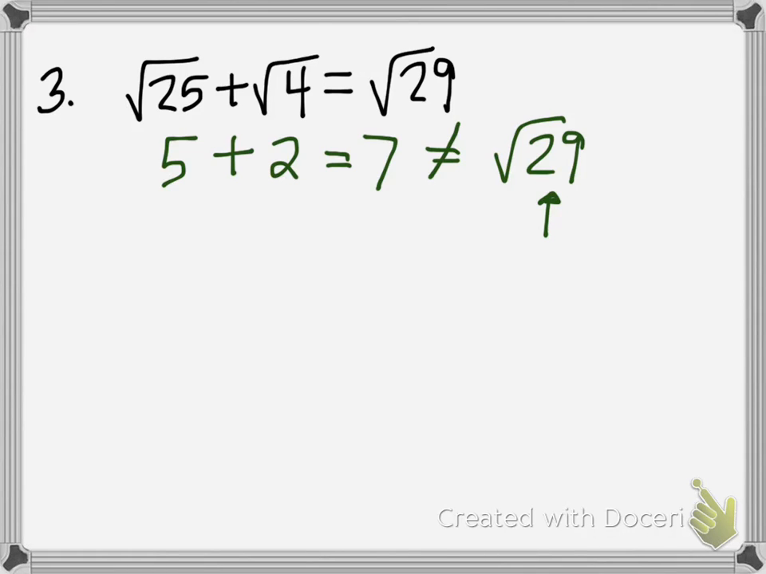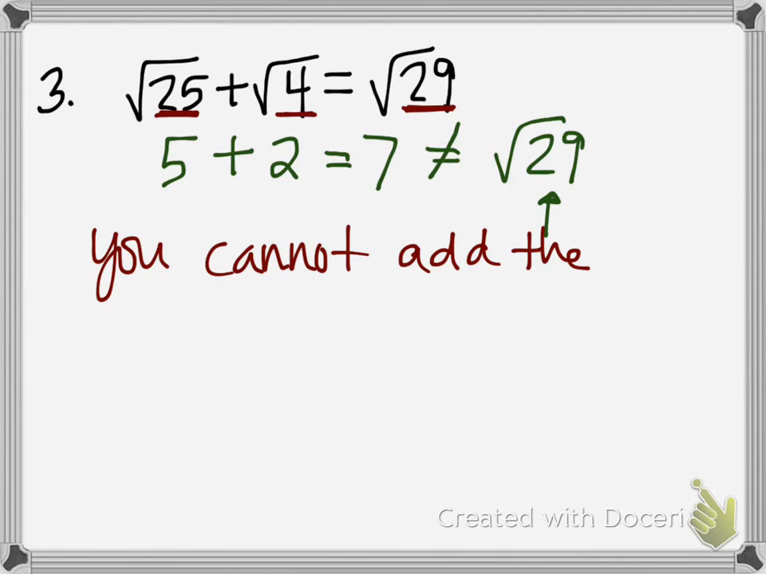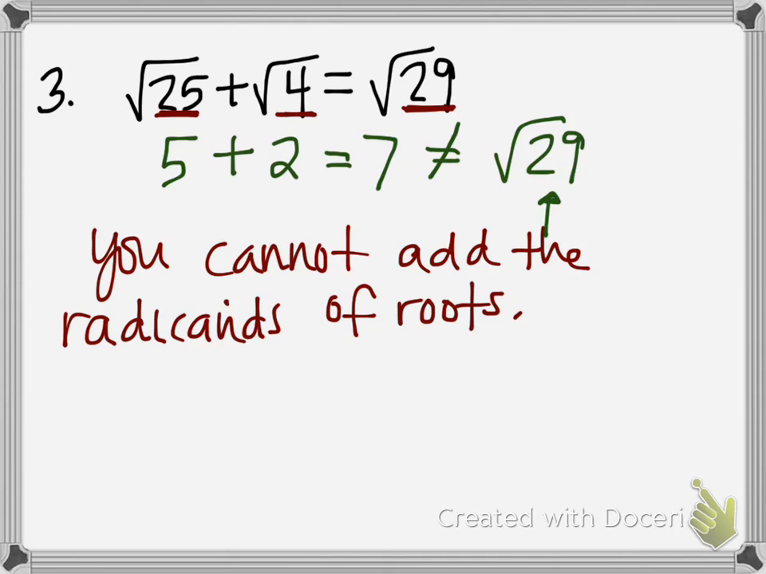So if I look at the original equation, I notice that if you add 25 and 4, you get 29. So it looks like all they did was add the inside numbers. And you definitely cannot add the radicands, the inside numbers of roots. So you cannot add the radicands of roots. If you're trying to sum roots together, they have to have like radicands.